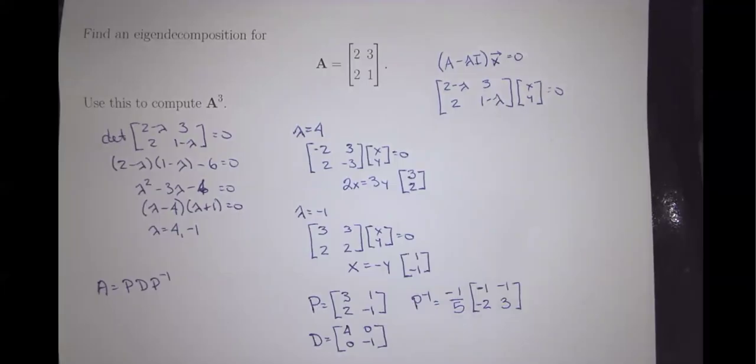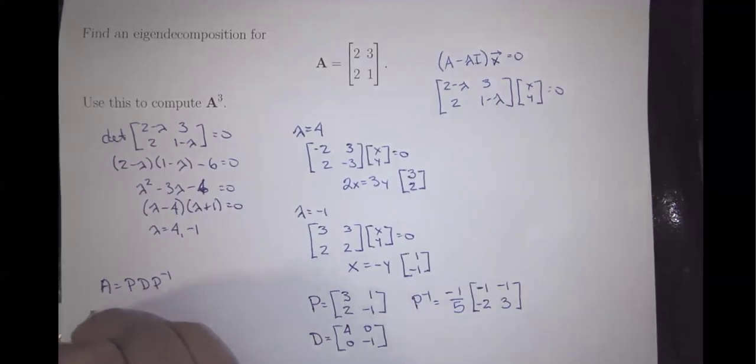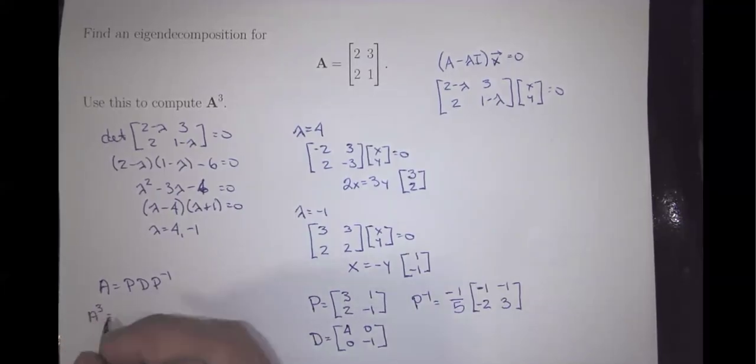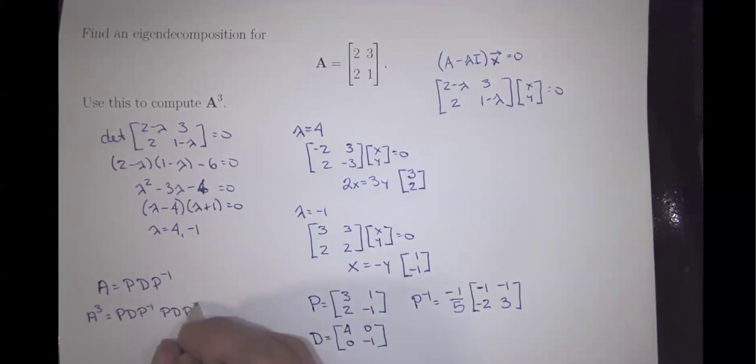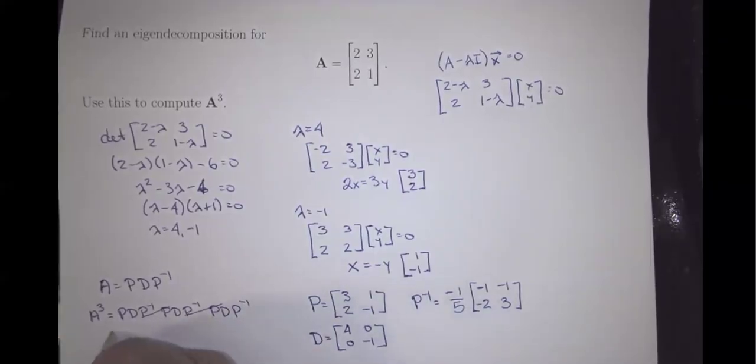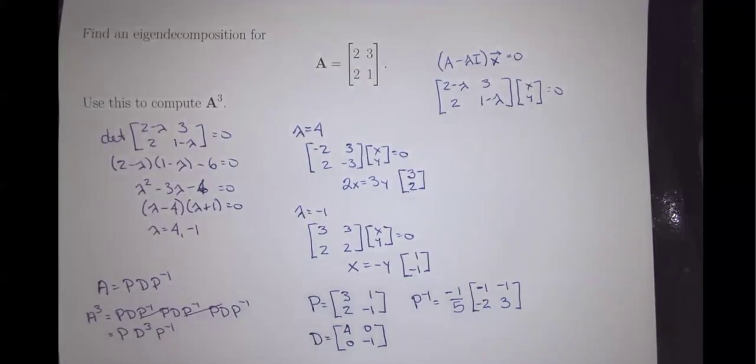Now, how do we compute A cubed? Well, A cubed is A times A times A, so it's going to be P D P inverse times P D P inverse times P D P inverse. And you'll notice that the P inverse P's in the middle are going to cancel out because their product is the identity. So we end up with a P on the left side. We end up with 3 D's, or D cubed, in the middle, and then a P inverse.